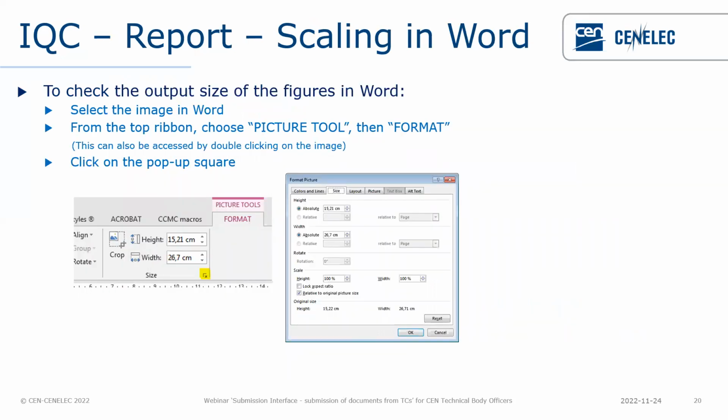Now, in order to check the output size of a figure in the Word document, you can double click on this image. You will have the format menu that will appear, and by clicking on the pop-up square arrow, you can find here the sizing. In this example, it's 100% on both sides.